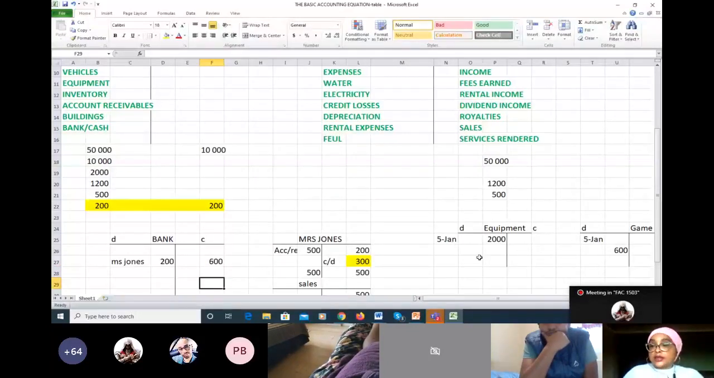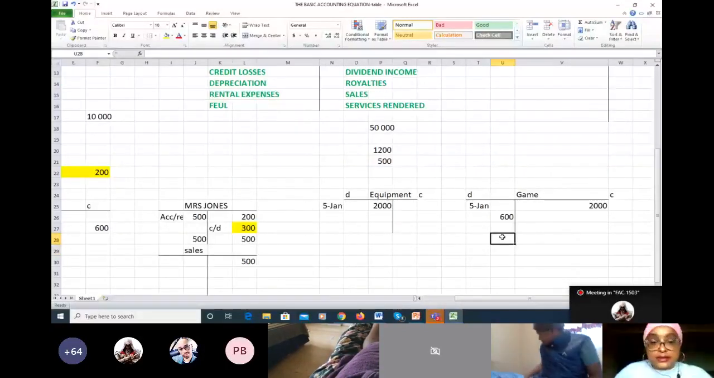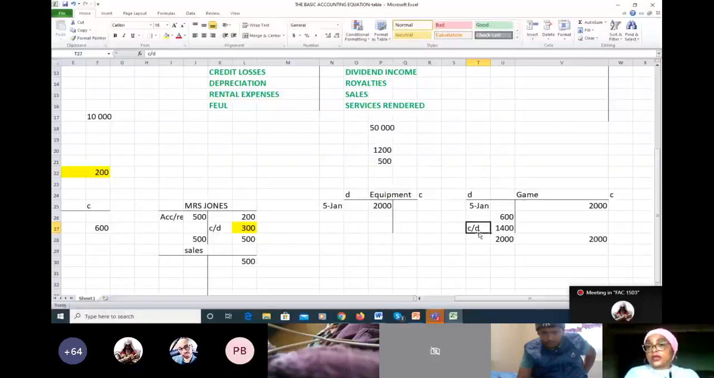So you can actually see from this that my balance with Game is now 1,400 rand. For those that are always confused with carried down and brought down, carried down is before you close it, before the end of the month. Brought down is the first of the new month. Okay. So now I owe Game 1,400 rand. I hope you can all see the effect of this transaction.